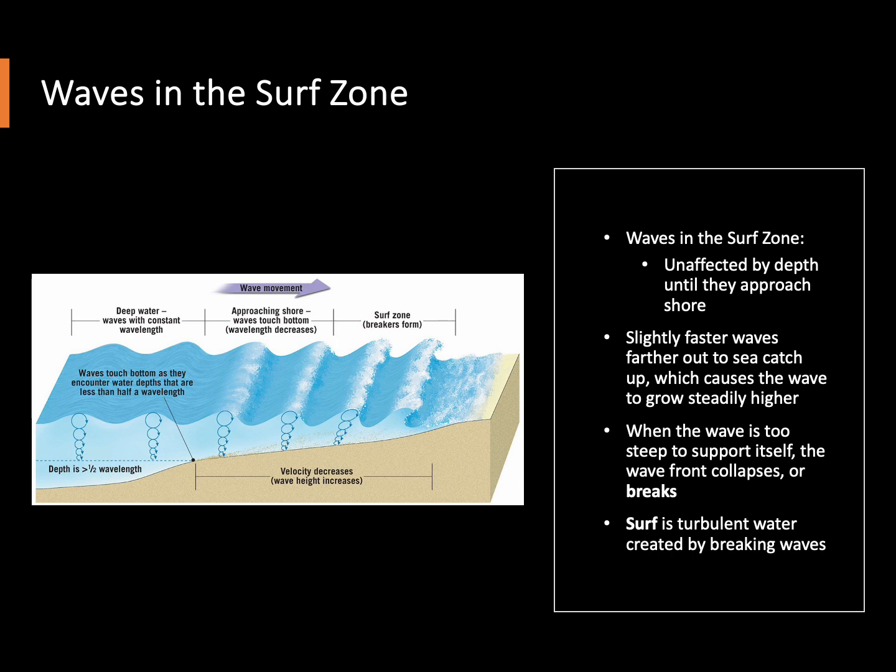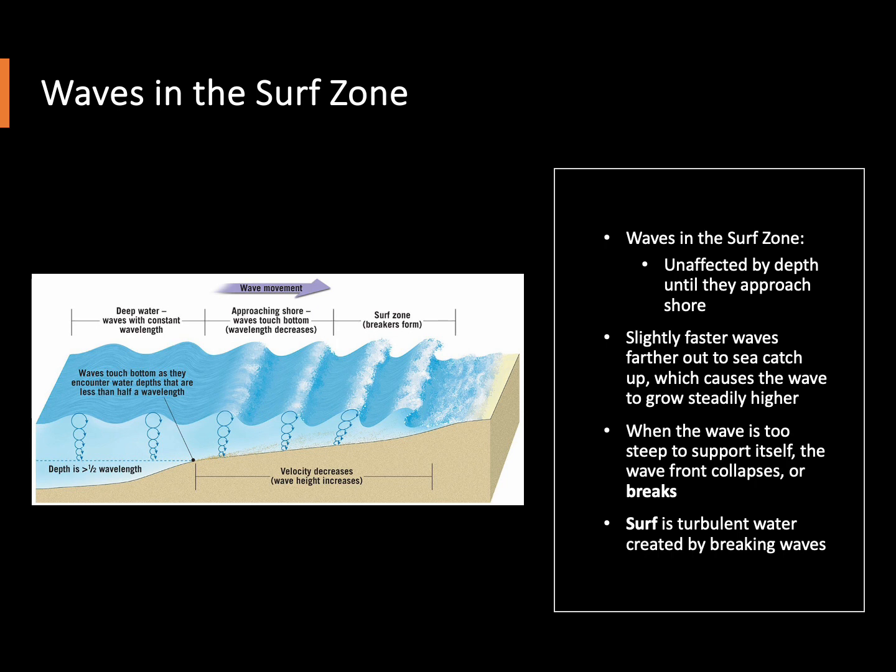And because the wave's moving faster farther offshore than it is near shore, we're going to see that the waves get taller and taller as they get closer to the beach. But the waves can only support a certain weight of water. When the wave gets too tall, it's not going to be able to support itself. And instead, the wave is going to collapse entirely, and we call this a wave break.